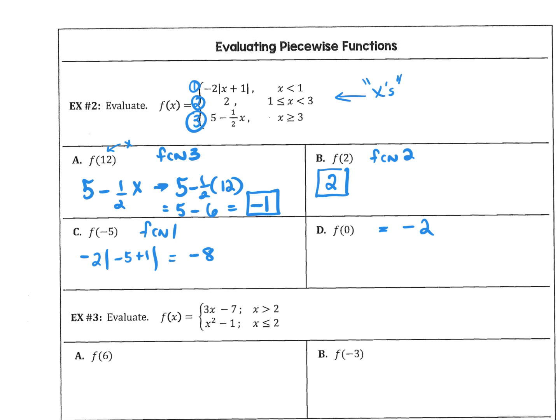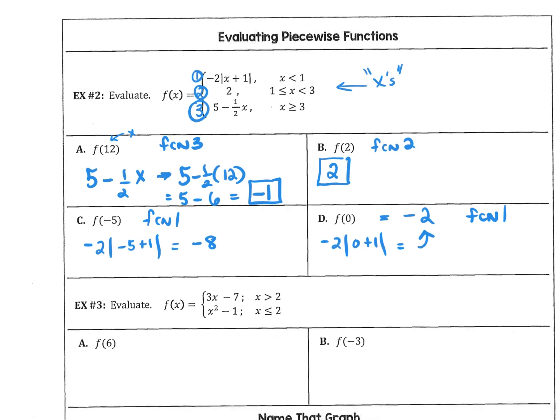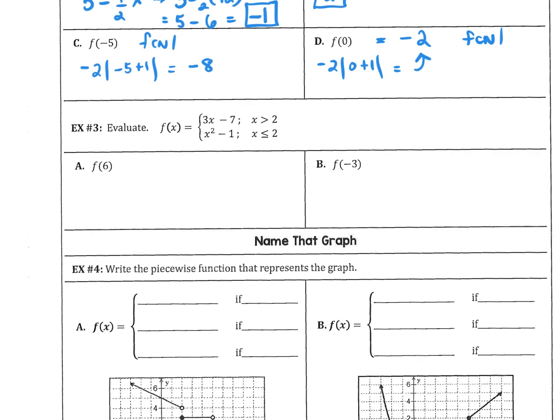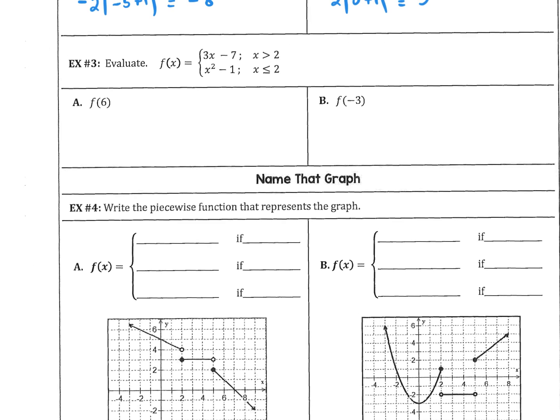And check your answer. All right. So how are we feeling now about this? Can you plug into piecewise? Good. Try example 3. Why don't you try f of 6 and f of -3?